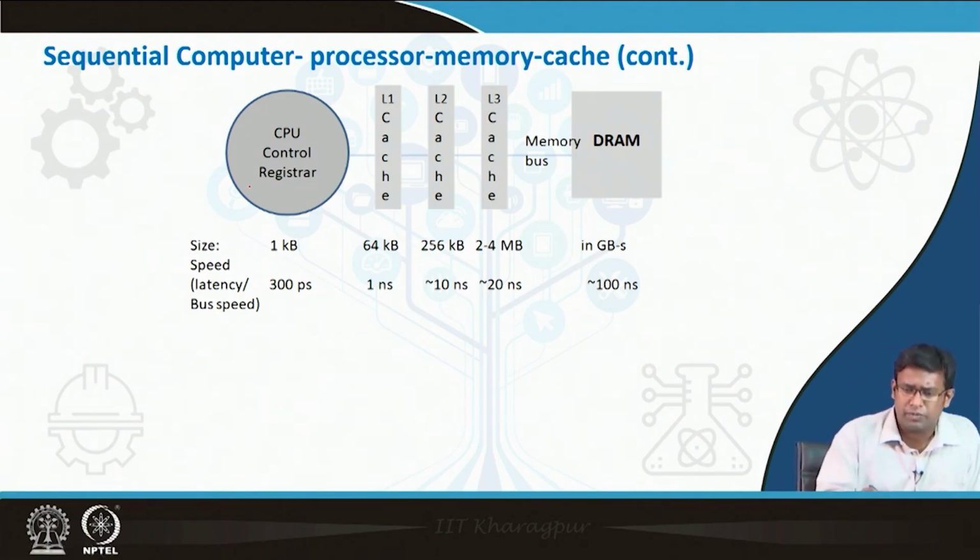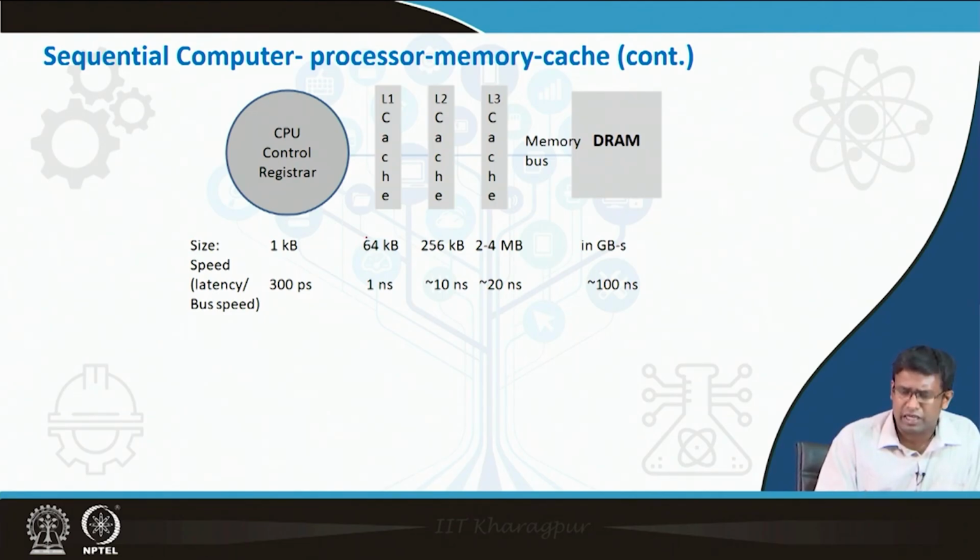So there is a CPU controller and a register. This register has a very small memory. Any variable from cache or DRAM is directly loaded to a register, and the CPU can only work on the registered variables. The size of the memory is 1 kilobyte, which is very small, and the latency is very small also, 300 picoseconds. Now we have different layers of the cache.